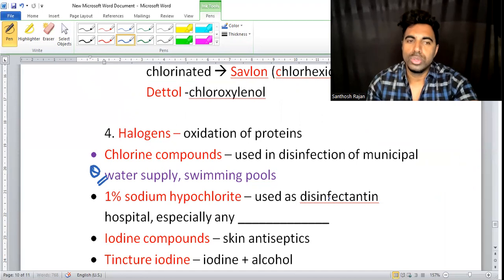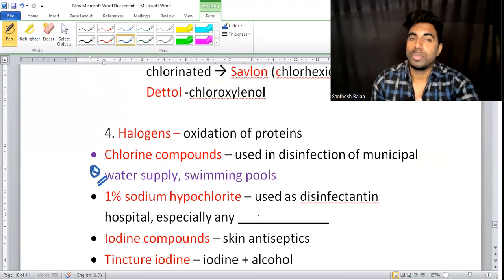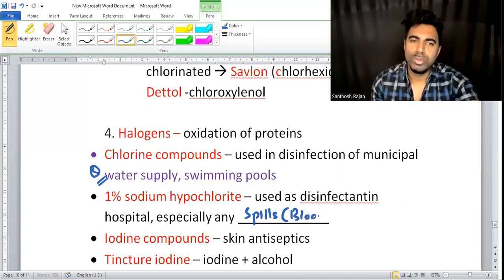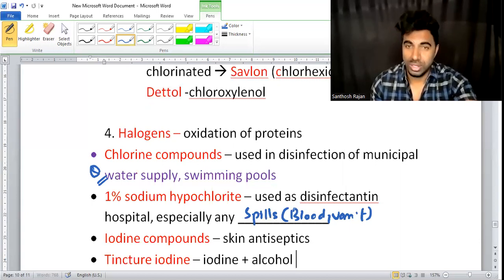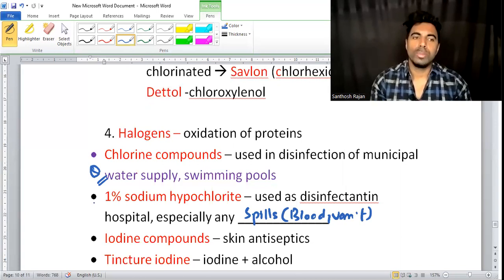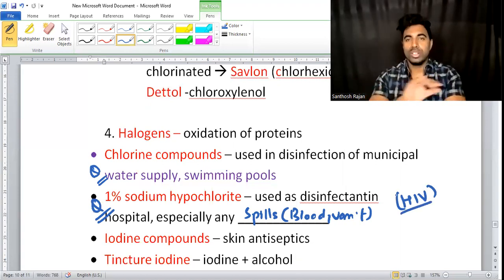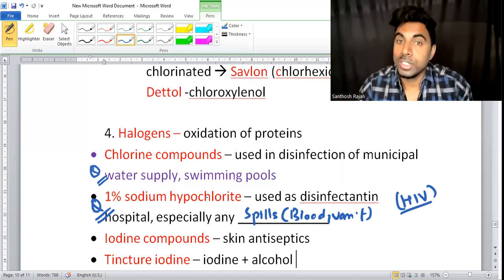1% sodium hypochlorite is used as a disinfectant in a hospital. Important: in a hospital, when you have what? Any spills. Spills could be blood, vomit, or stool, whatever it is, any dangerous human spills. For that, to clean it, you use 1% hypochlorite. Please remember, 1% hypochlorite kills even HIV. When HIV blood spills down, if you put 1% hypochlorite, it's sufficient, it kills it. That much efficient, so you have to remember that.